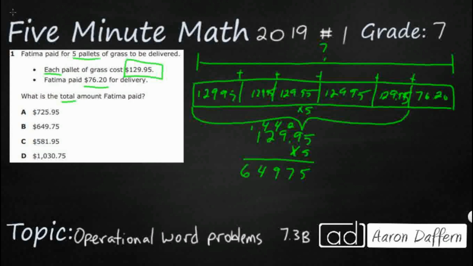This is where decimal comes back in. So I've got 2 digits behind the decimal in my factor. I need 2 digits behind the decimal in my product. So 649.75, which makes sense, right?